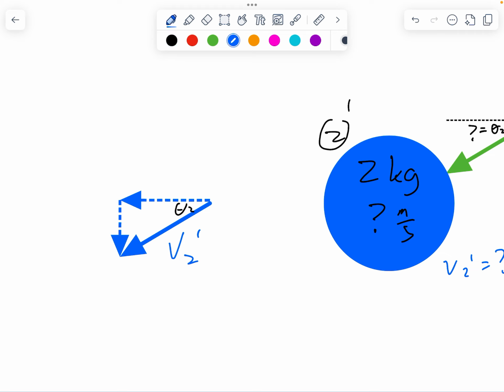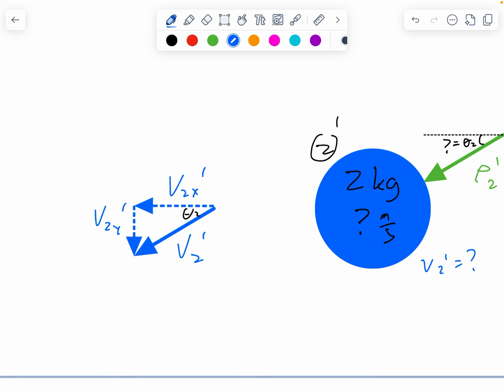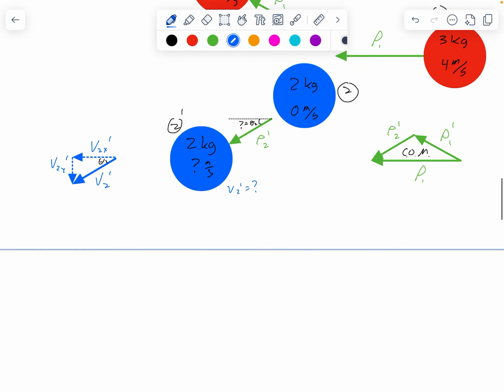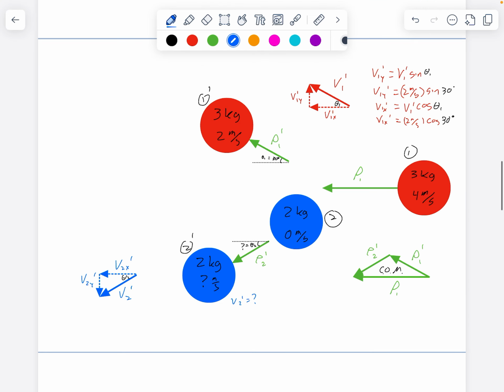I'm going to name all this, so this would be V2x prime and V2y prime. Now, I don't know the angle, and I don't know what V2 prime is either, so I'm not even going to write any equations. If I need to do stuff with trig, I will, but more often than not, that's going to cause more work and more variables than I really want to deal with. I'll do it if I have to, okay? Anyways, so once I have all this, this is my initial information.